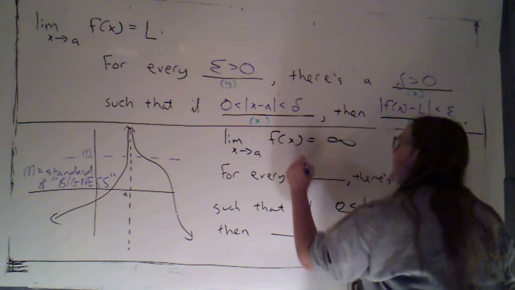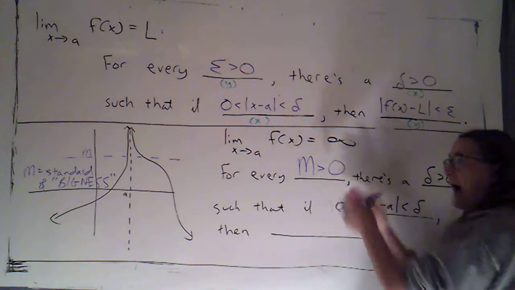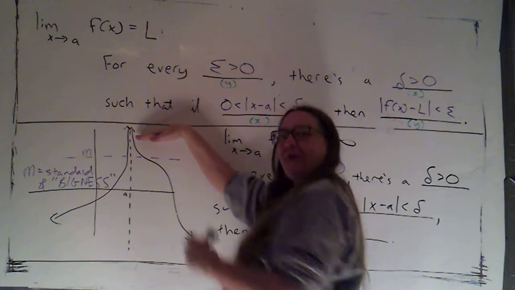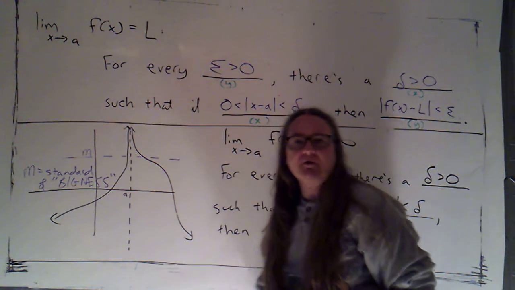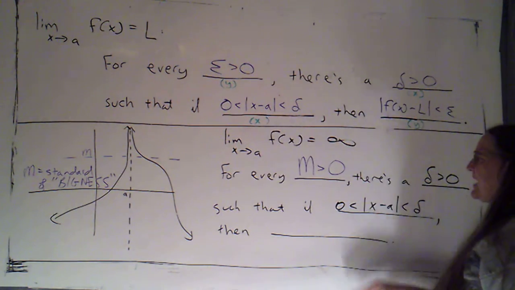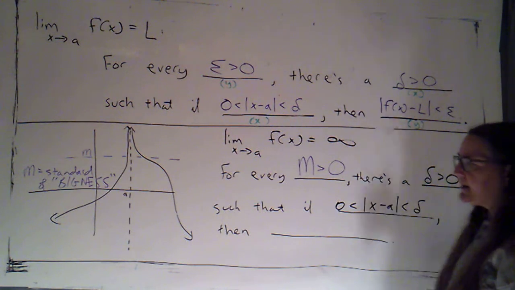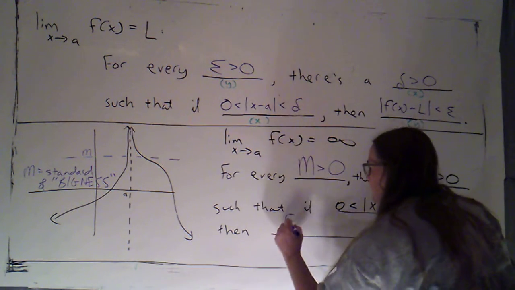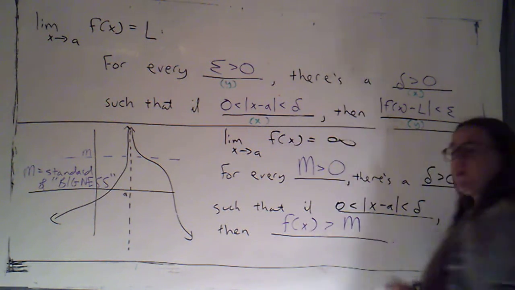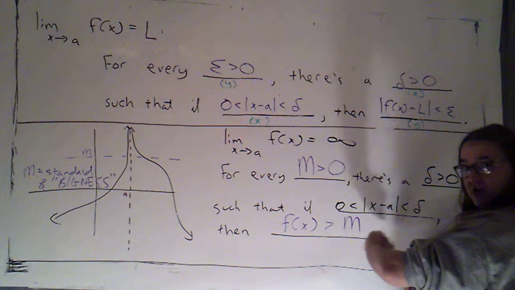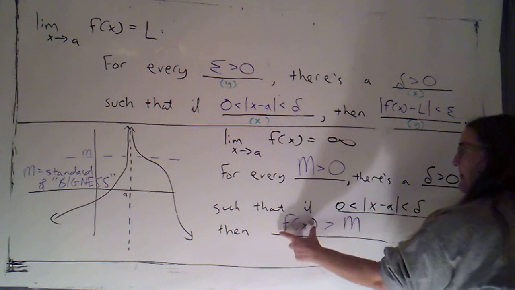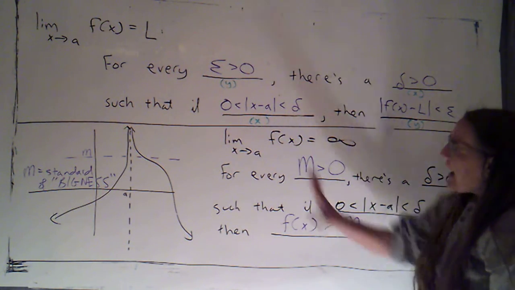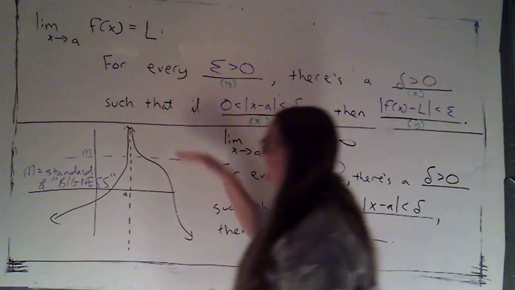So, for every M bigger than 0, no matter how high you set that bar, we really are setting a bar so that we're saying above that bar counts as being big in the positive direction. No matter how high you set that bar, I can find a delta so that if we're close to a within delta, my y values on my function are big, where M is my standard of bigness. So that's going to be that f of x is bigger than M. Notice there's no subtraction here. There's no absolute value. It's just that this is bigger than this number, which I'm viewing as my standard of bigness.